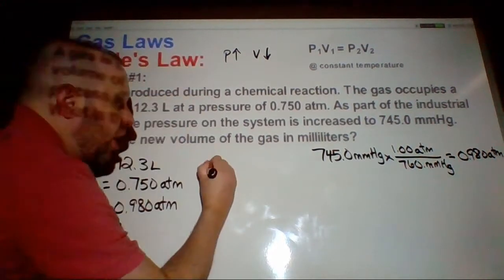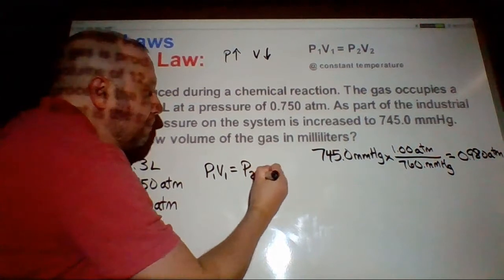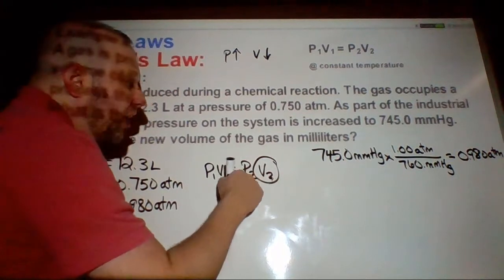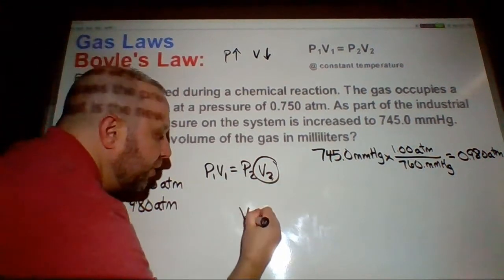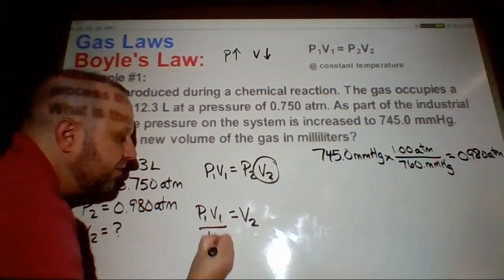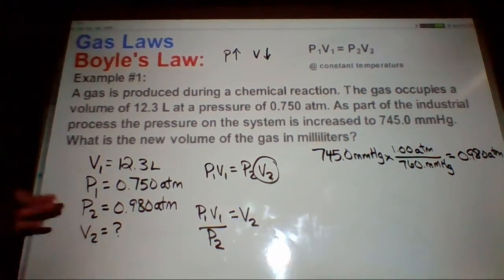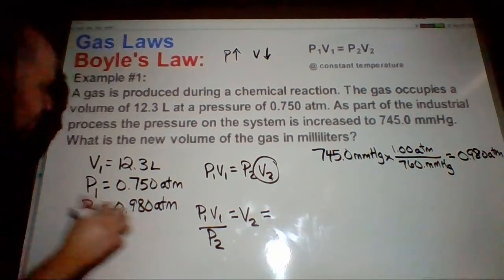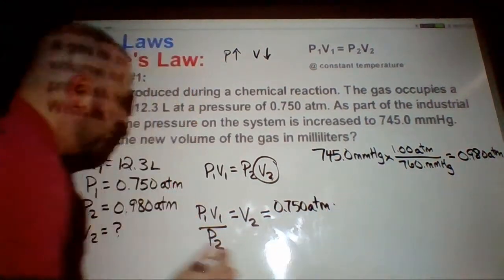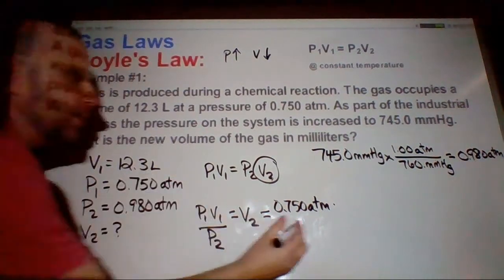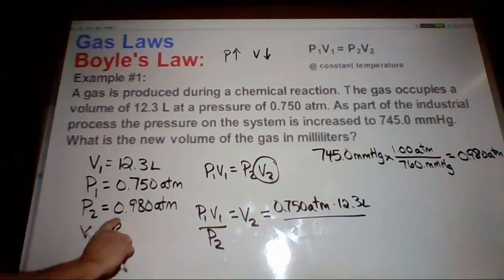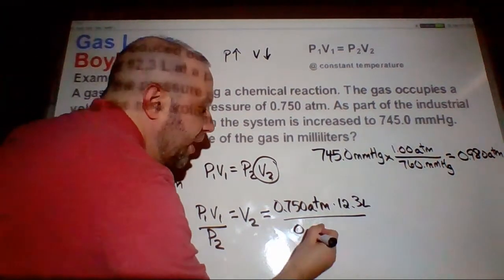All right, so if I start off with my equation, P1 V1 equals P2 V2. I'm solving for V2. I need to get this guy by itself. I'm going to move P2 diagonally, so I get V2 on top and by itself is equal to P1 V1 divided by P2. Now I can plug in all my values. So my pressure 1, 0.750 atm. I'm going to multiply that by my 12.3 liters. I'm going to divide that by my pressure 2, which is 0.980 atm.